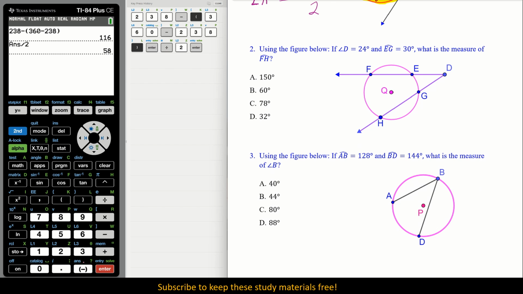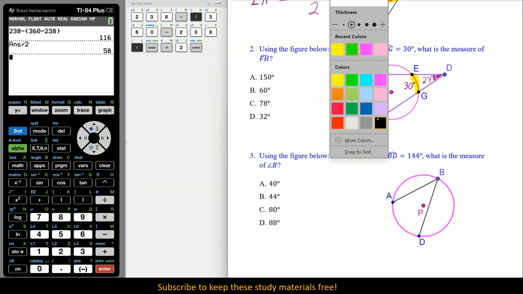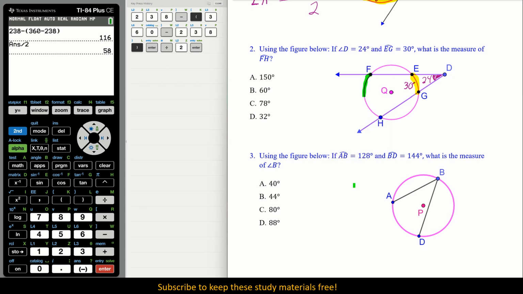Using the figure below, if the angle D equals 24 degrees and arc GE equals 30 degrees, so we're using this arc right here, what is the measure of FH? Let's color code it so we know what we're looking at.